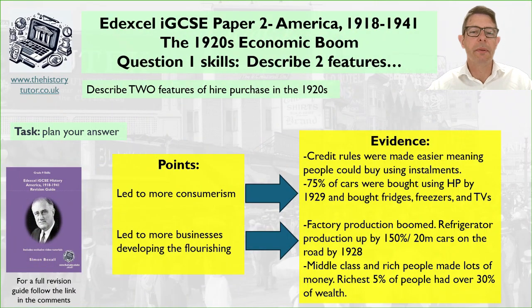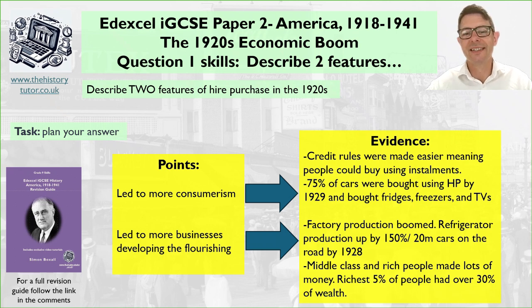Okay, so here's what I've got. I've come up with first point, it led to consumerism. So we could talk about how the credit rules were made easier, meaning people could spend money on things in instalments due to hire purchase. So it led to 75% of cars being bought using HP. By 1929, people were buying fridges, freezers, TVs, radios, etc.